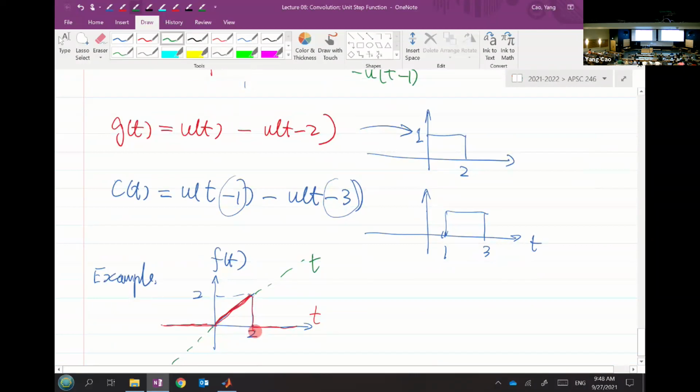Because this is 0 to 2, which one should I multiply? This one, right? So if I multiply t with this, you're cutting that little bit out of the original function t, and you end up with just the red part. That's how the cookie cutter works.